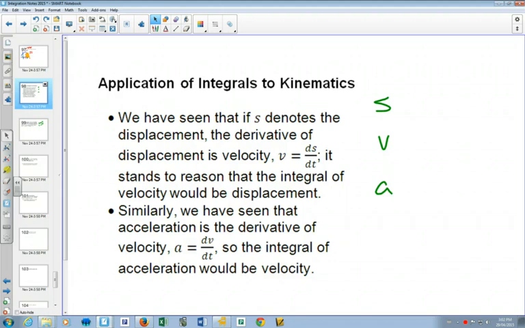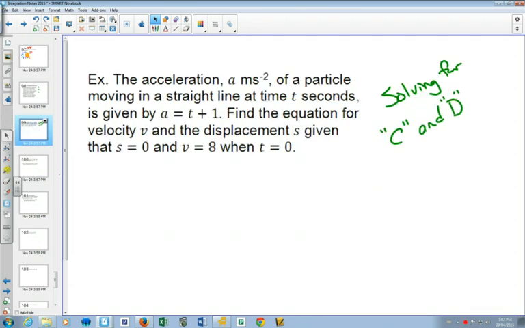So we've done these questions before, but we were always dealing with derivatives. Now we can pose questions where we start with an equation for acceleration and then work backwards to find out what the equation was for velocity, and work backwards again to find what the equation is for displacement.